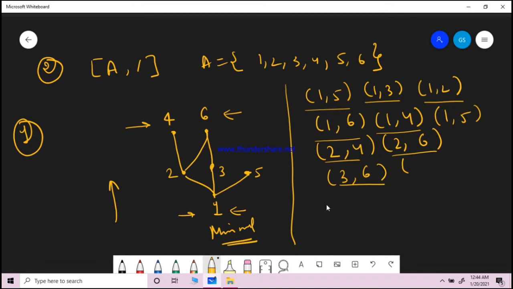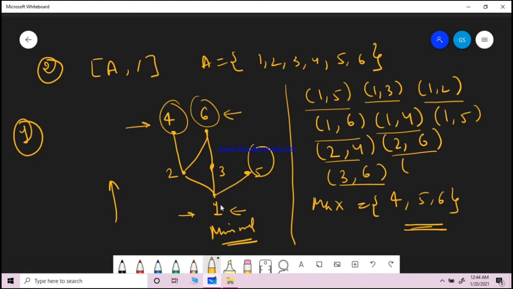What about the maximal element here? How to find out the maximal element? According to the figure, you can say 4 and 6 are maximal. But when you find out, you will find that there are more elements. Like, can you tell me the element that never appeared in the left hand section? 1, yes, it is here. 2, 3, but 4, 5 and 6. So in this diagram, this and this are the maximal elements and this is the minimal element.